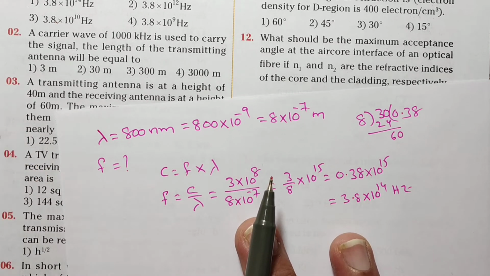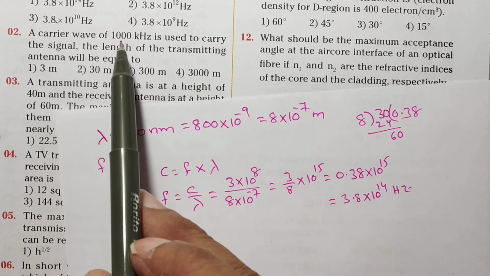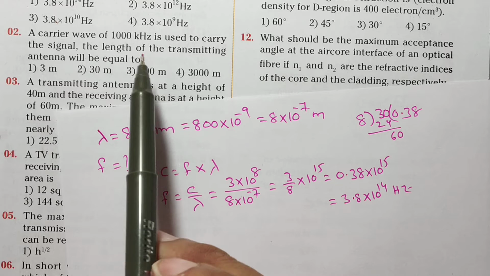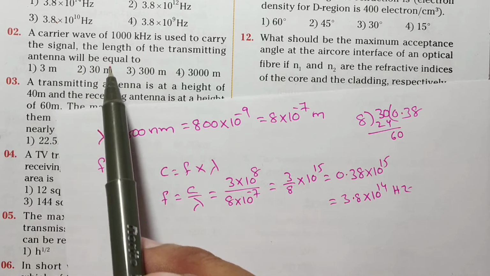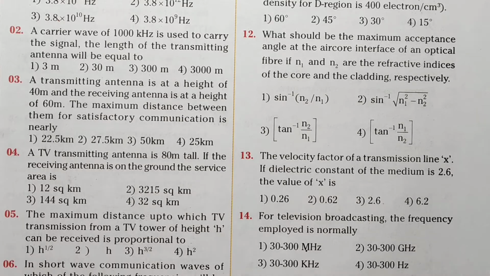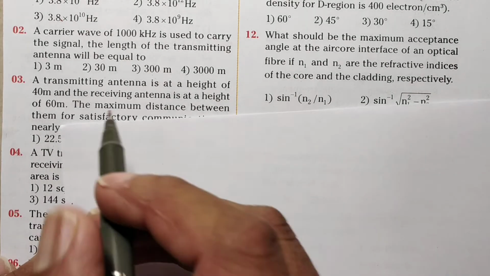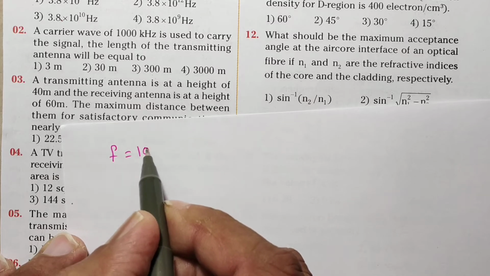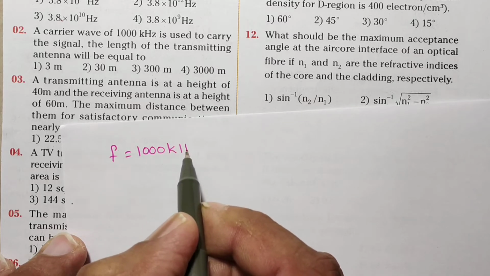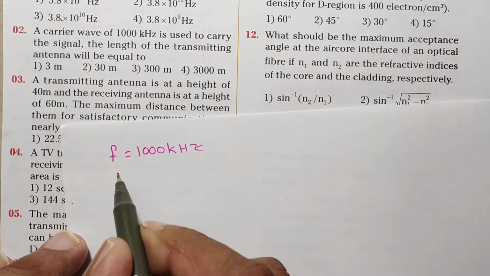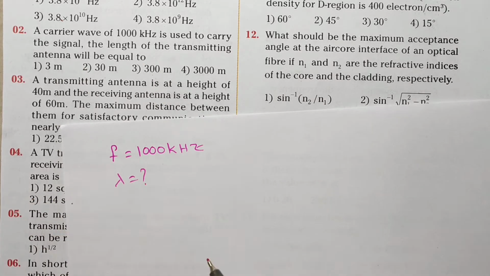And the second bit: they have given that a carrier wave of 1000 kilohertz is used to carry the signal. The length of the transmitting antenna is? They have given the carrier frequency, f equals 1000 kilohertz, and we have to find the length of the transmitting antenna. That means we have to find the wavelength.